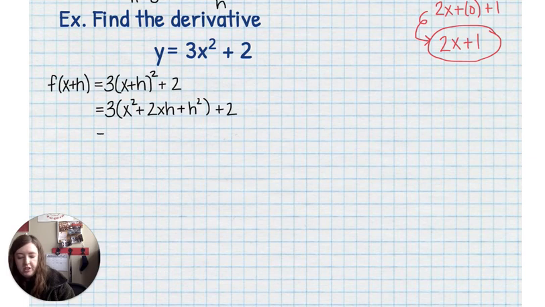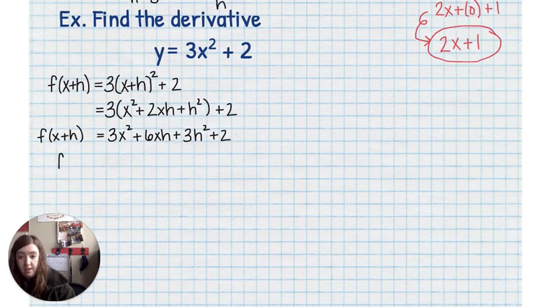And then I'm going to distribute that 3 on out. So we'll have 3x squared plus 6xh plus 3h squared. And then we still have that plus 2 on the end. So that's what we will put in for f of x plus h. f of x is just going to be our equation up there, 3x squared plus 2.